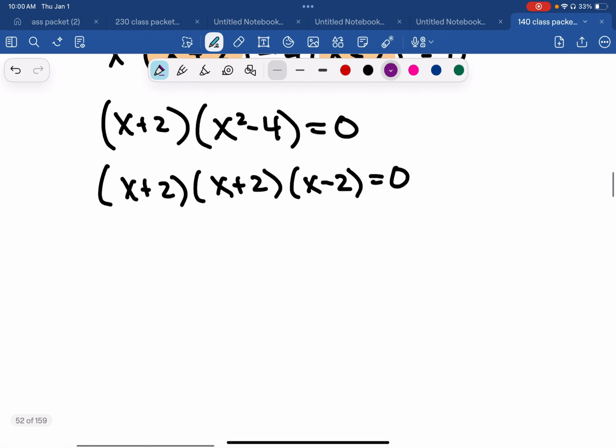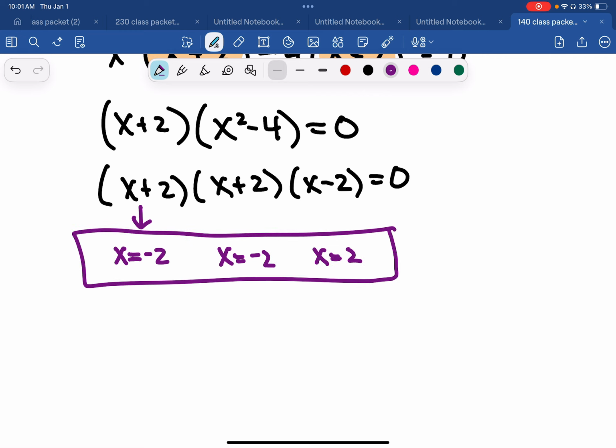And then we're solving each of these pieces, so setting each one equal to 0. What will make each piece 0? Well, x equals negative 2. If you set it equal to 0, you'd subtract your 2 to the other side. x equals negative 2 and x equals 2 are all solutions here.